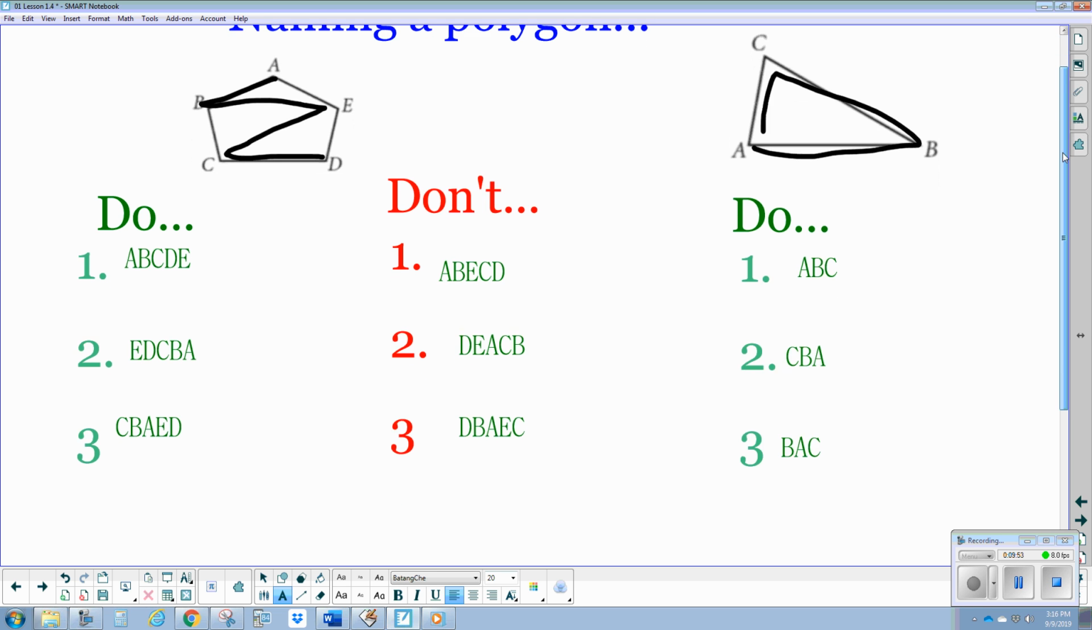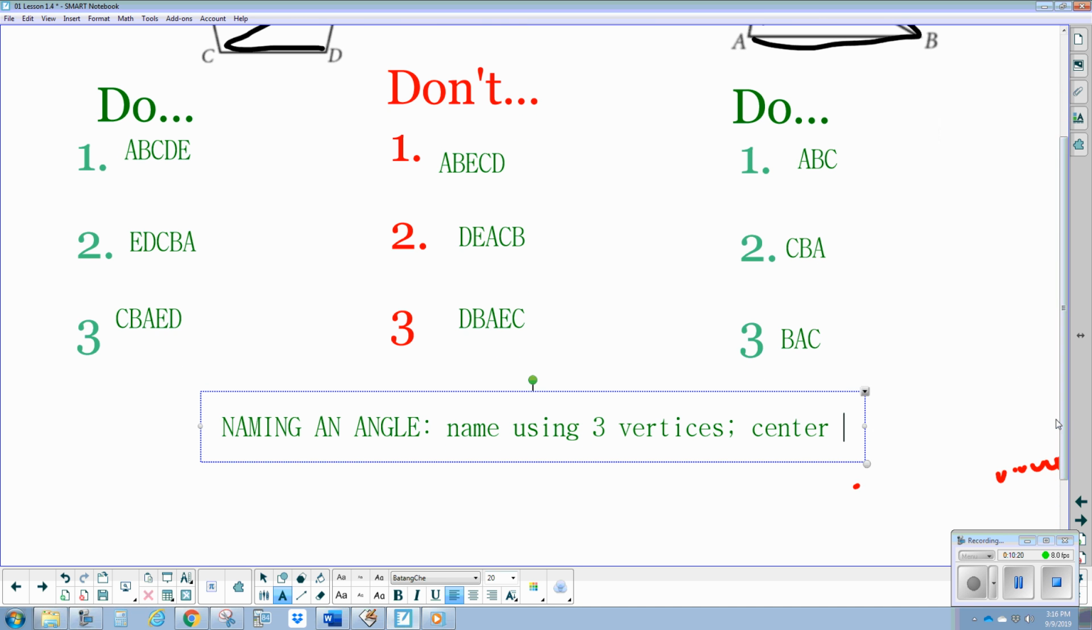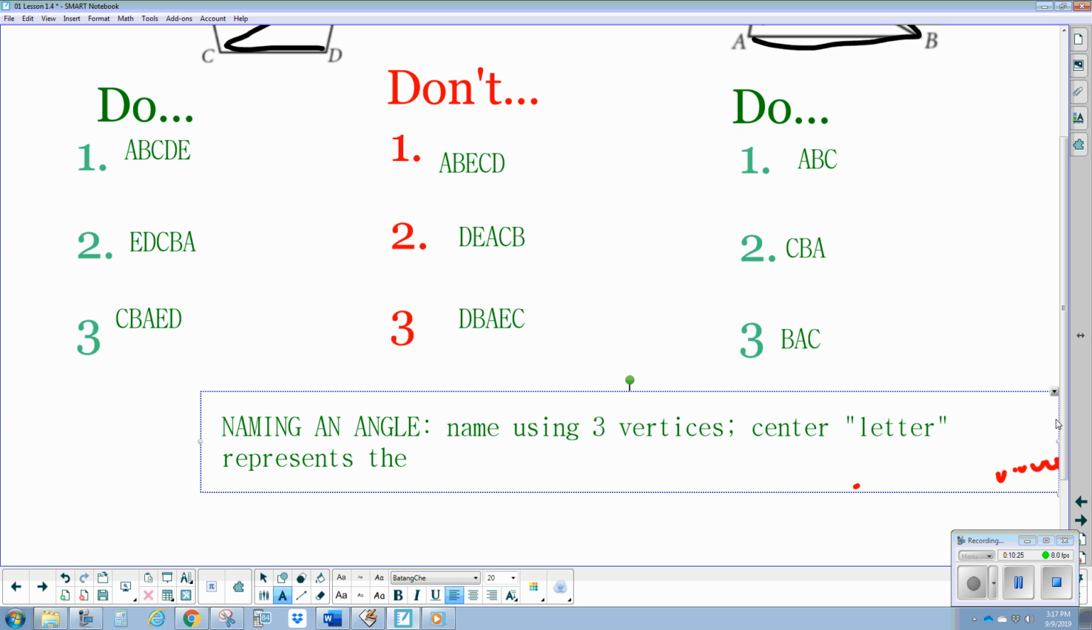Now, when you're naming a polygon, you're giving the list of all vertices in consecutive order. But remember when you're naming an angle, in some cases you'll need 3 vertices, and the center letter in your name represents the vertex of the angle.